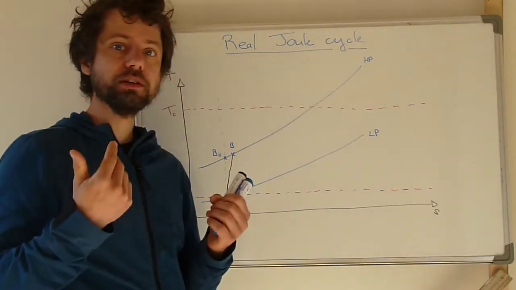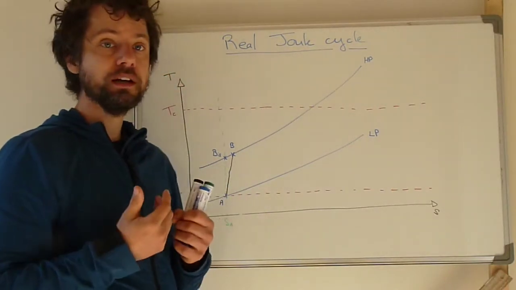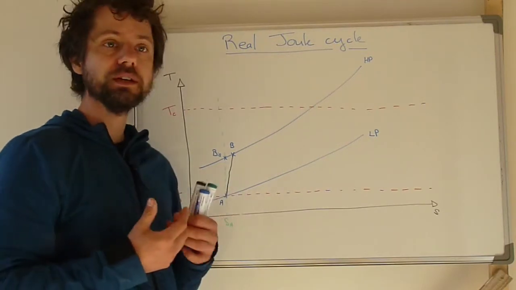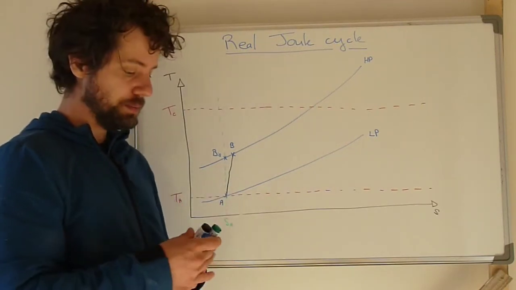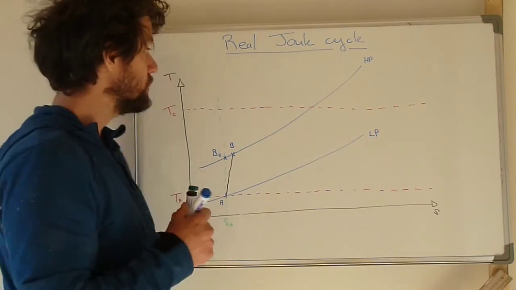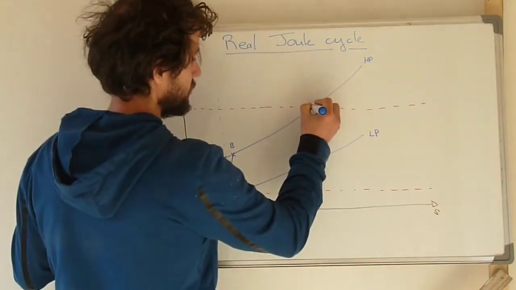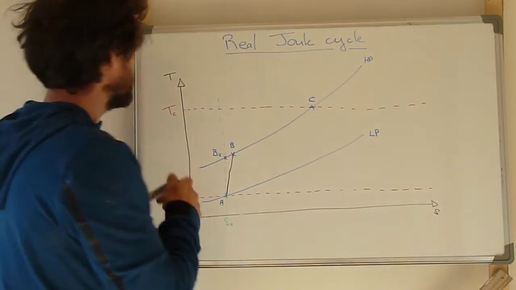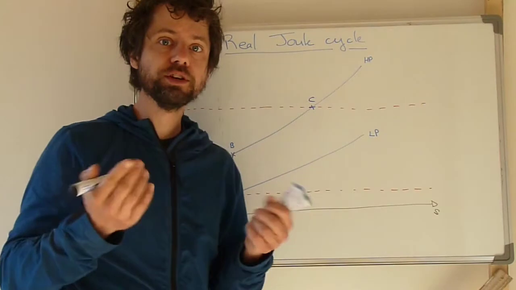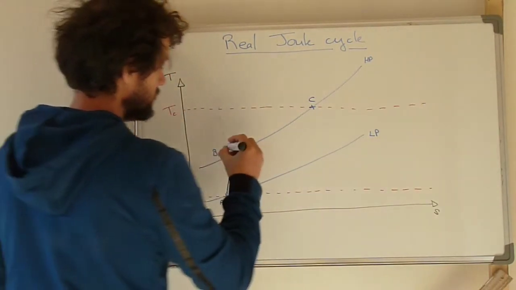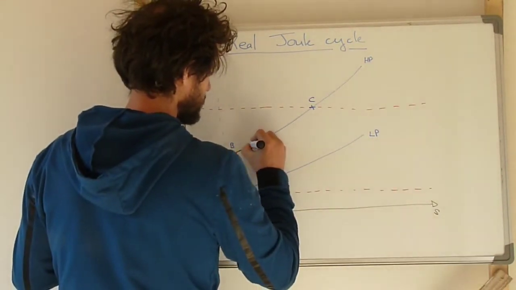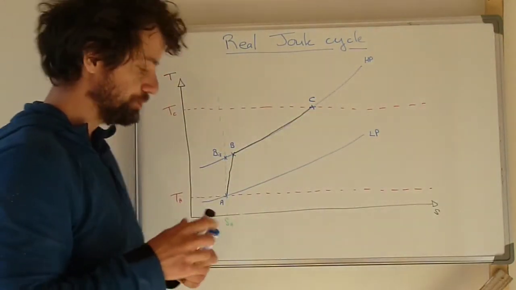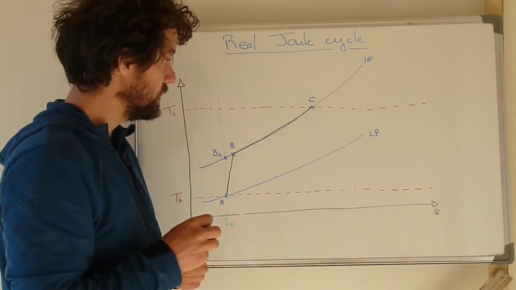Next transformation is not much different than before. At high pressure, there's a heat exchange in order to increase the temperature of the working fluid up to the highest temperature. And so at high pressure and at the highest temperature, we have point C. And so we usually neglect pressure losses in the heat exchangers. So in that case, we can consider that it's an isobaric heat transfer from B to C.